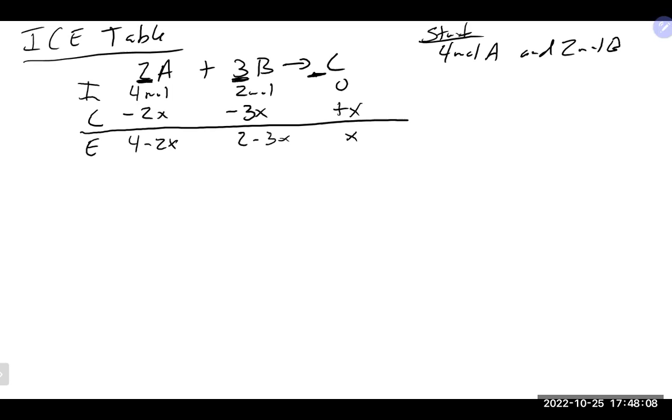Any questions on the table there? Yeah. Sorry, initial, change, and in this case, end. So initial moles, the change that's going to occur in the number of moles, and the end of the reaction, what you've got left over when it's all done. Other questions? What's that?